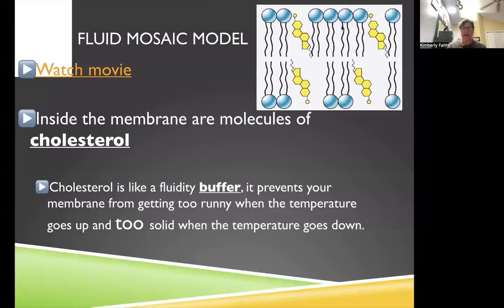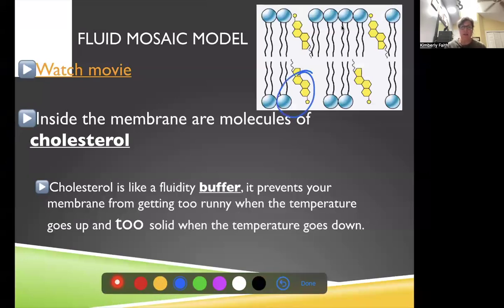Inside the membrane, we have our cholesterol molecules. I always like to call it a fluidity buffer because it prevents significant changes with the membrane being too runny and then not being able to keep its contents inside and stuff outside that we don't want in, or too thick because we do want things to go in and out. So the cell will literally alter the amount of cholesterol in there to maintain the proper fluidity.